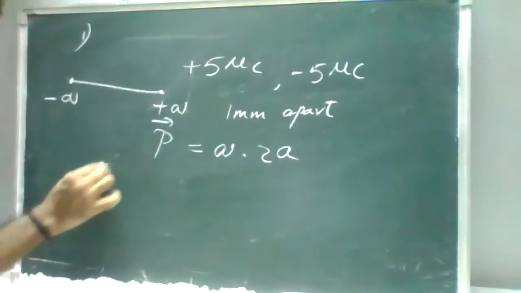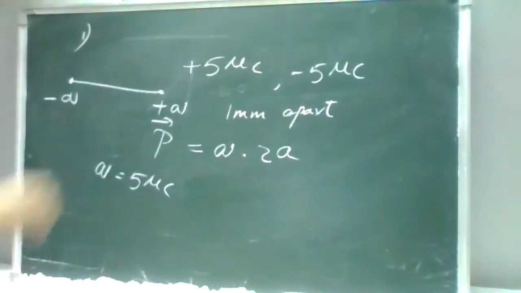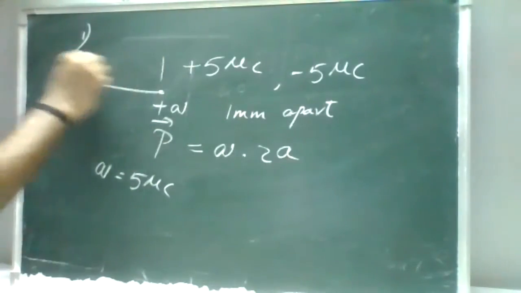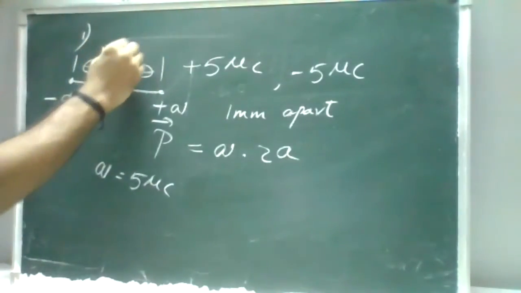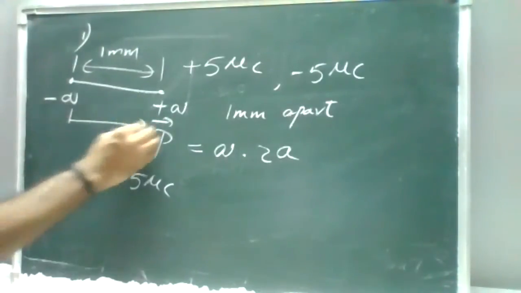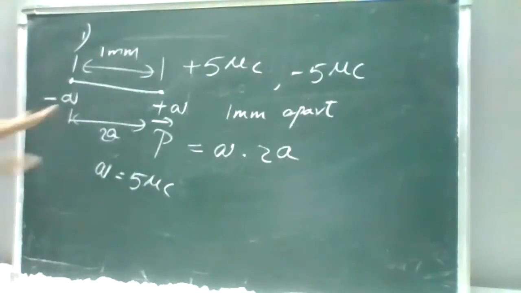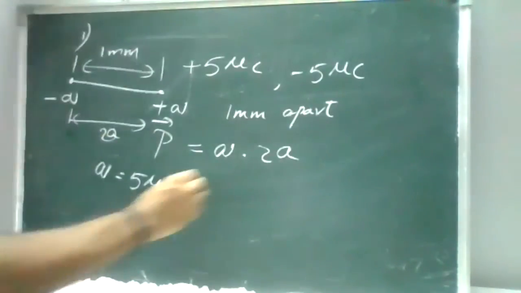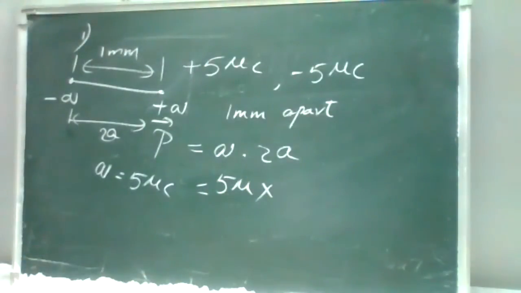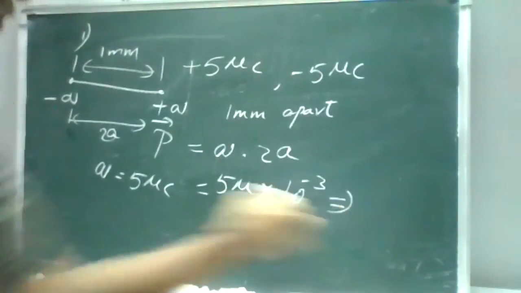So, what is the value of Q? Q is 5 microcoulomb. These two charges are separated by a distance of 1 mm. And remember, the distance between the two charges is totally 2a. You don't need to find a separately. So Q is 5 micro into 2a, which is nothing but 1 mm. 1 mm is 10 power minus 3. So what is the answer?